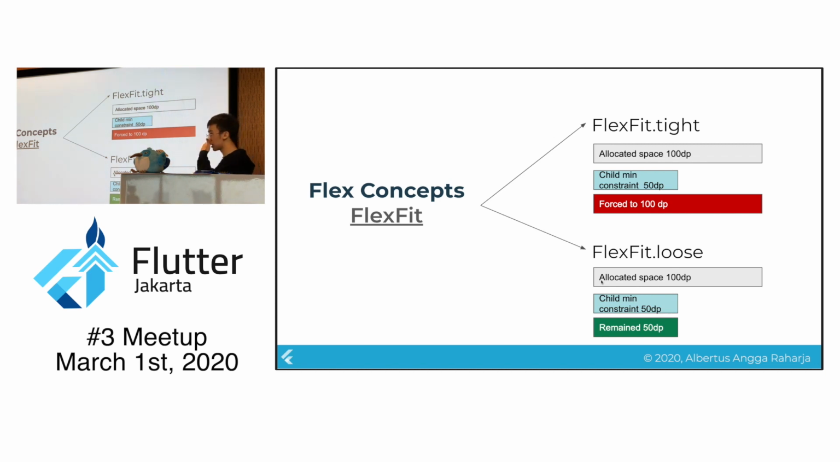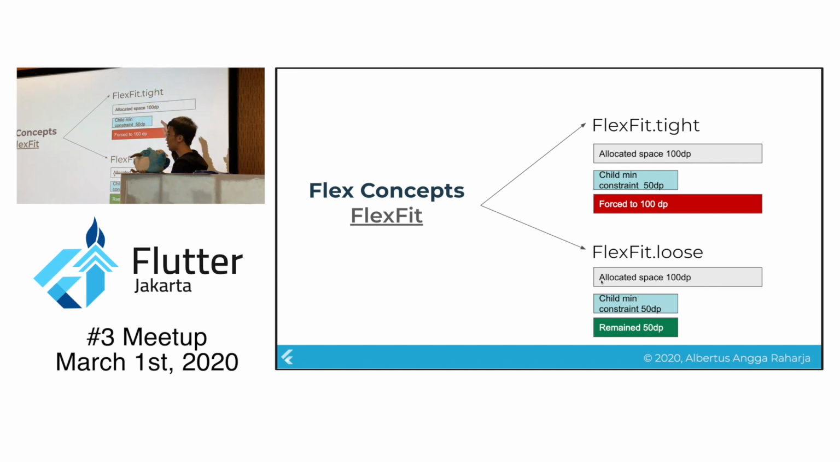So that's the concept of flexible and inflexible. And then we'll move on to the next term in Flutter. It's called flex fit. In Flutter, there are two kinds of flex fit. The first one is FlexFit.tight. The second one is FlexFit.loose. And what's the difference between them?